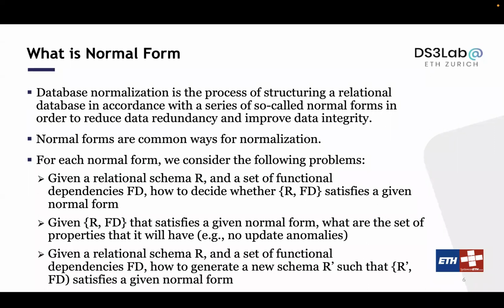And the third fundamental question is, if you give me a relational schema R and a set of functional dependencies FD, and it's not in a certain normal form, how can we generate a new schema R prime such that this new design is actually in the normal form that you want, which can derive the property that you want to enforce in your application? Essentially, for normal forms, these are the three fundamental questions we care about.